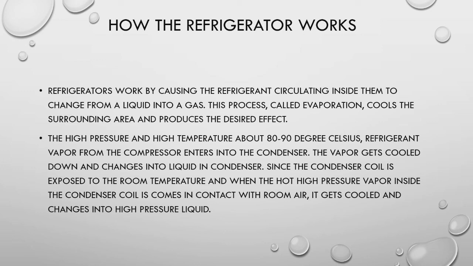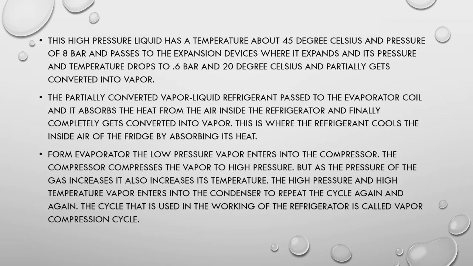Okay, how does the condenser cool the vapor? Since the condenser coil is exposed to the room temperature, when the hot high pressure vapor inside the condenser coil comes in contact with room air, it gets cooled and changed into high pressure liquid. Now this high pressure liquid has a temperature of 45 degrees Celsius and pressure of 8 bar and passes to the throttling device where it expands and its pressure and temperature drop to 6 bar and 20 degrees Celsius and partially gets converted into vapor.